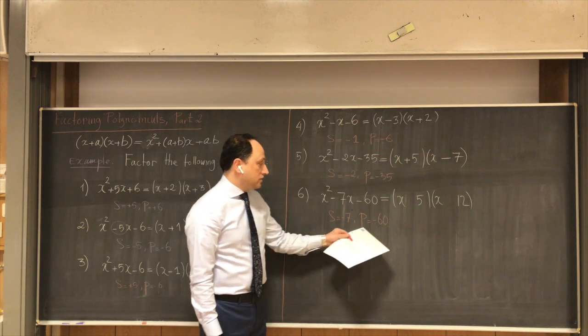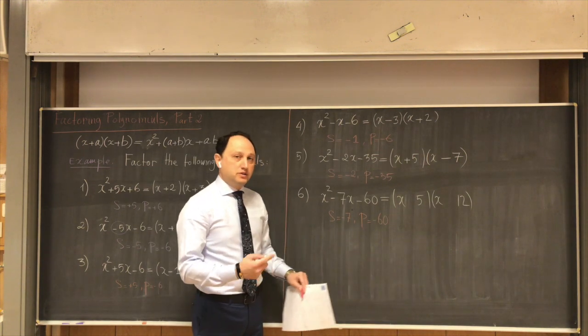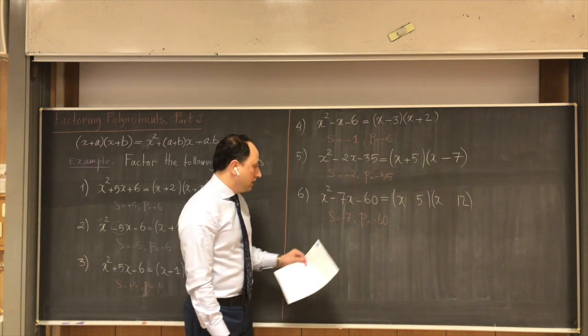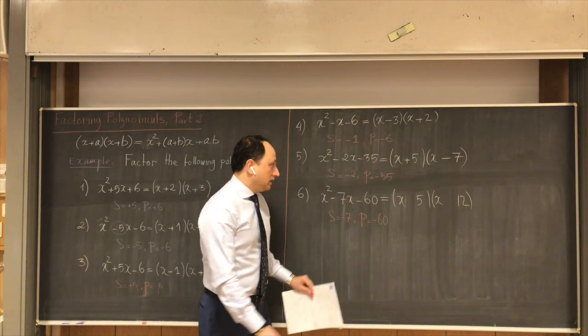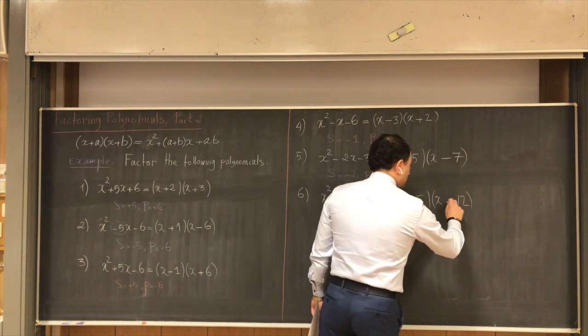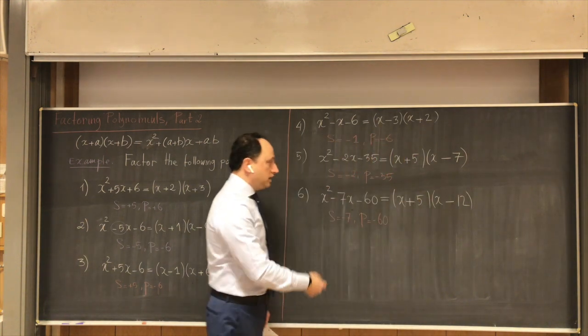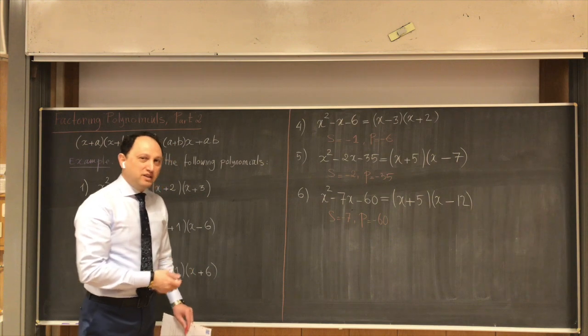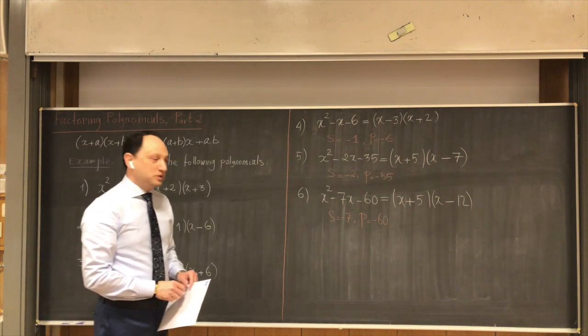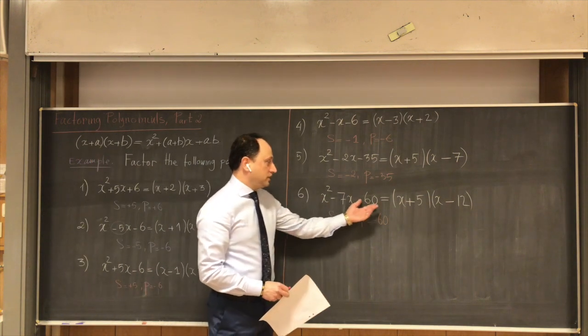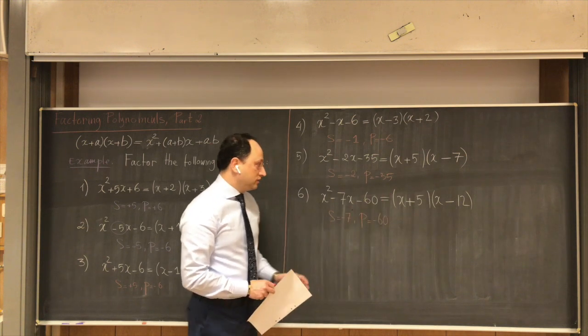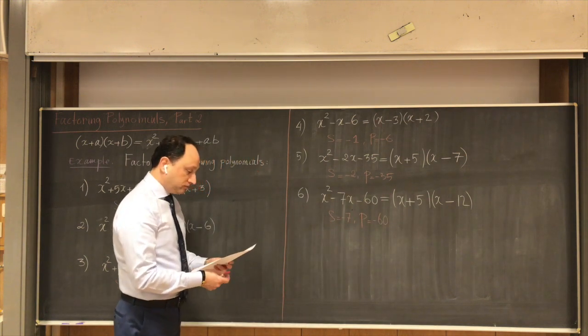Again, the product is negative, so one of them has to be positive and the other has to be negative. Because the sum is negative, I need to give the negative sign to the bigger one, and the positive sign here. So it might be a little bit harder, but if you are a little bit friendly with numbers, especially numbers of these orders, then it's not hard to calculate this.